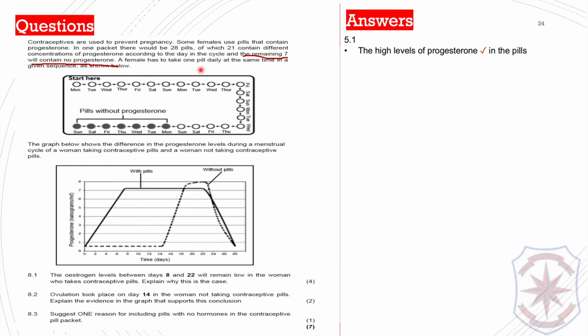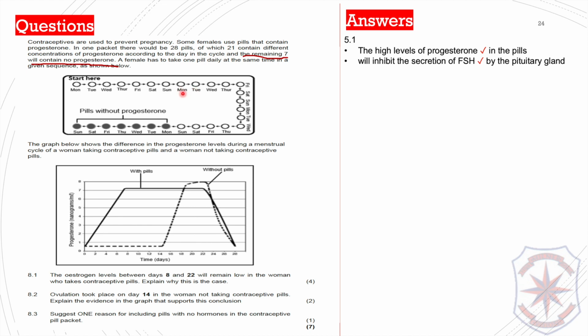A female has to take 1 pill daily at the same time in a given sequence as shown below. So Monday, Tuesday, Wednesday, Thursday, Friday, Saturday, Sunday, first 7 days.